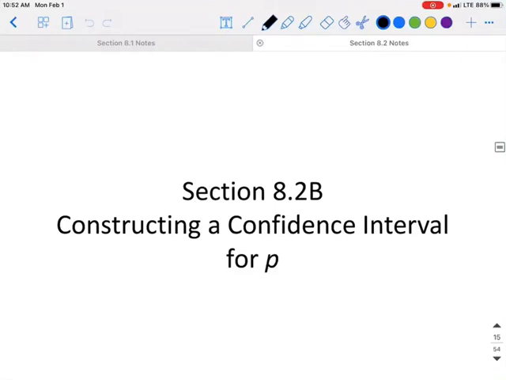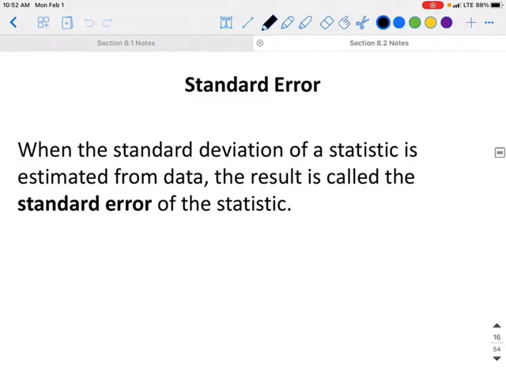This is section 8.2, part B, constructing a confidence interval for P. When the standard deviation of a statistic is estimated from the data, the result is called the standard error of the statistic.